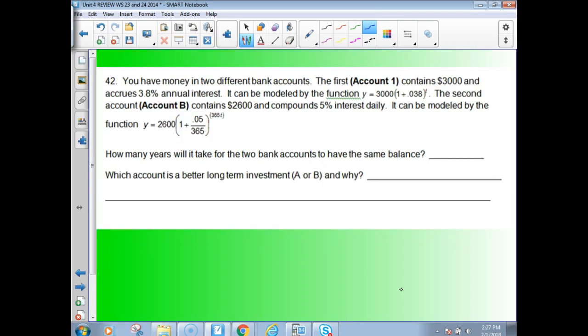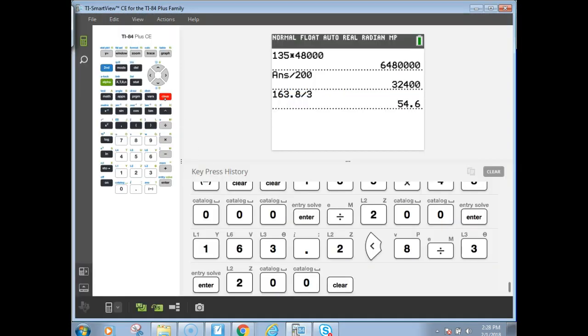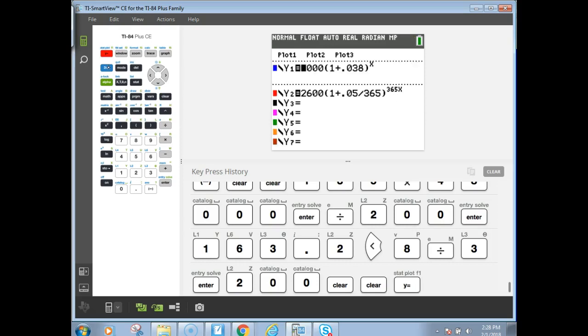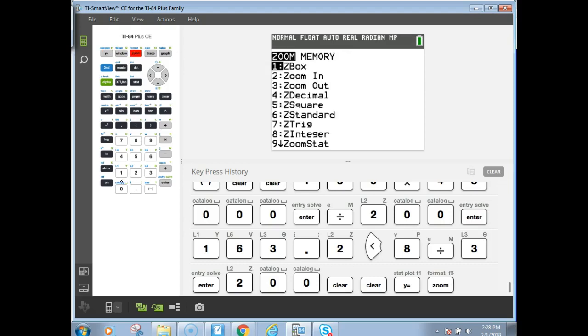All right, do you have money in 2 different bank accounts? If you put these into your grapher, did you want me to do this one in the grapher? All right. Checking my time. All right, let's go. I think I already might have them in here. I do. Okay, so I've already got them typed in. Those are the 2 equations that were in the word problem. Then you would hit zoom 0.